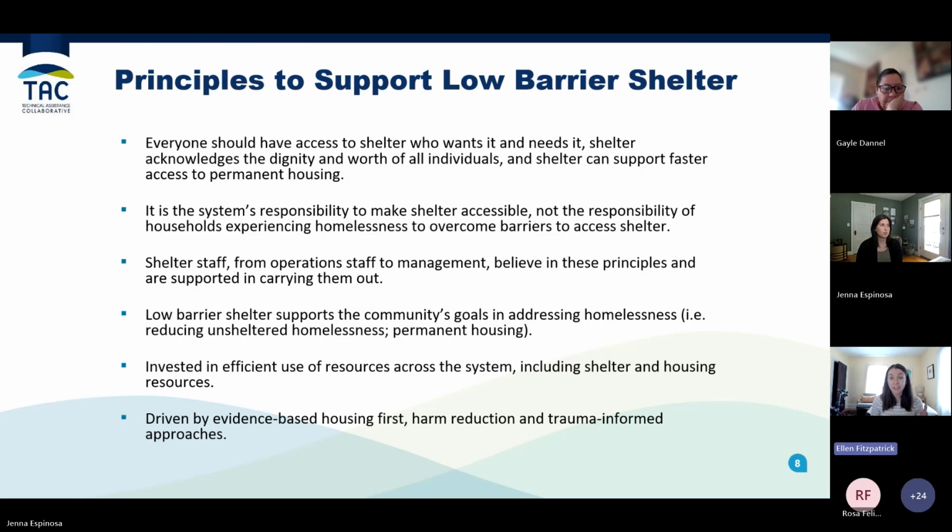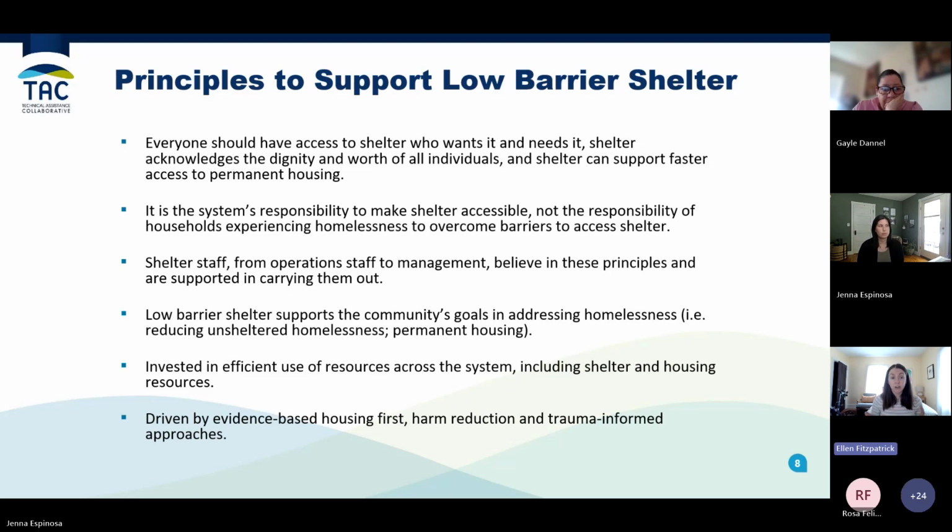Also, the belief that it's the system's responsibility to make shelter accessible and not the responsibility of individual people experiencing homelessness to overcome barriers. So just another thing that you really need buy-in around in order to implement low barrier practices. The belief that shelter staff from operations all the way up to management believe in the principles around low barrier shelter access and are supportive of carrying them out.